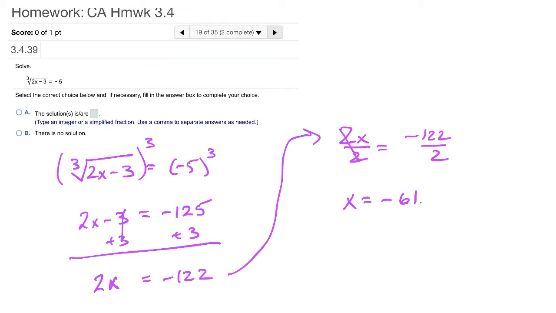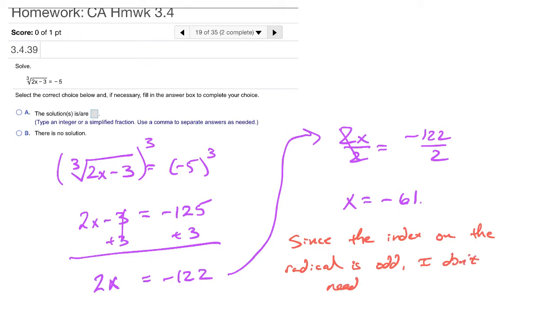The solutions that I have will always work because the index is odd. And so that's maybe an important thing to note, that since the index on the radical is odd, I don't need to check.